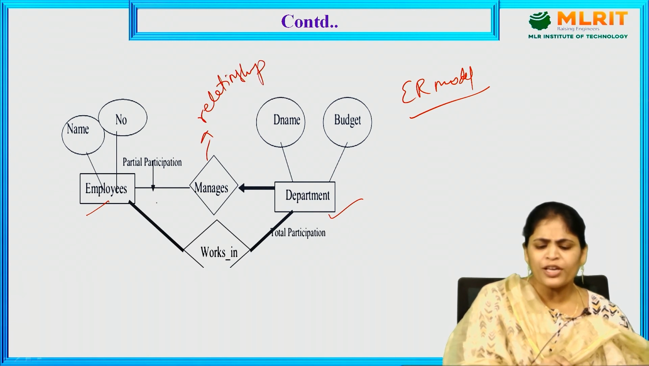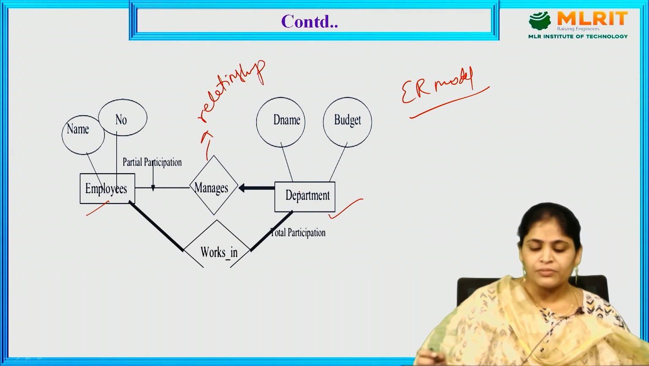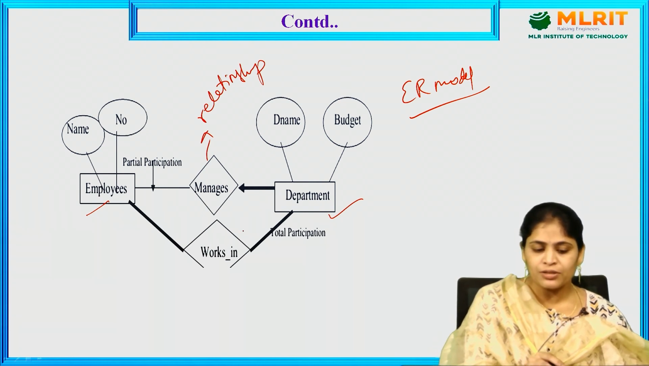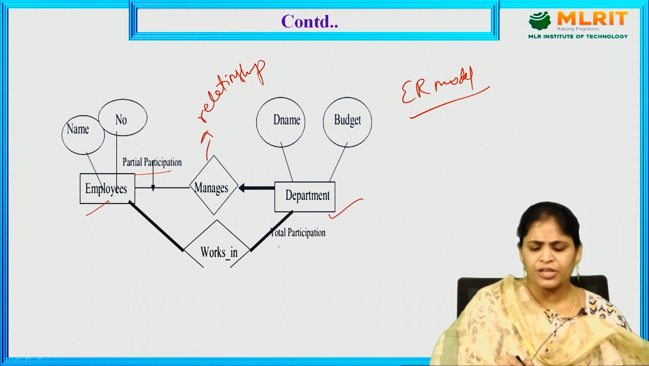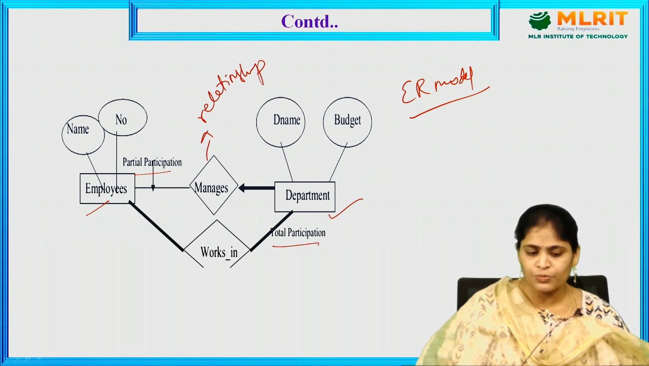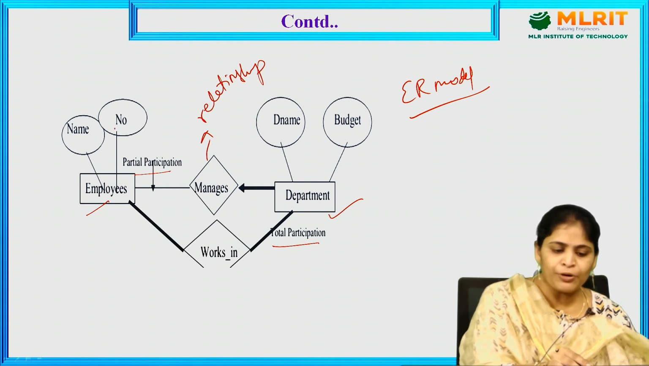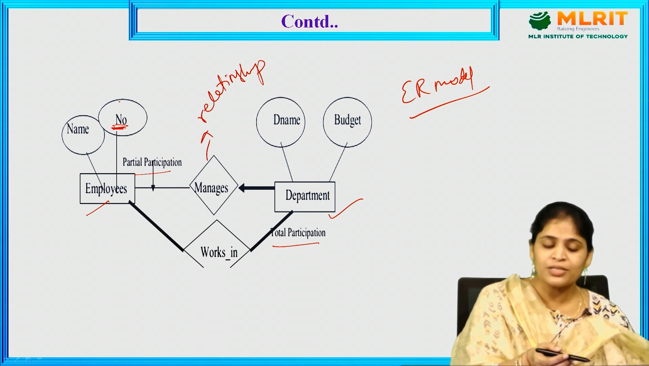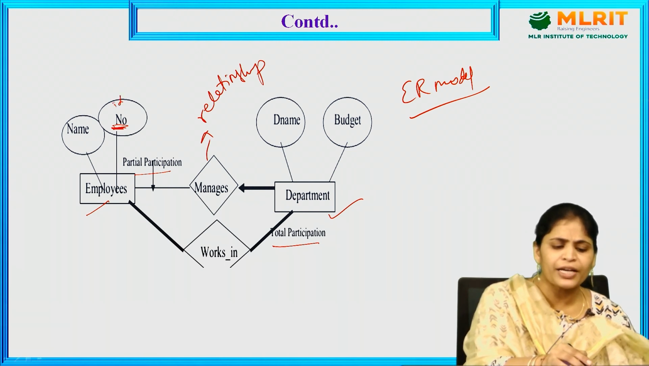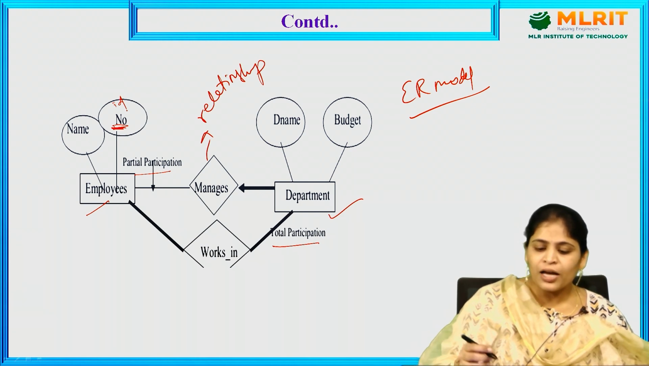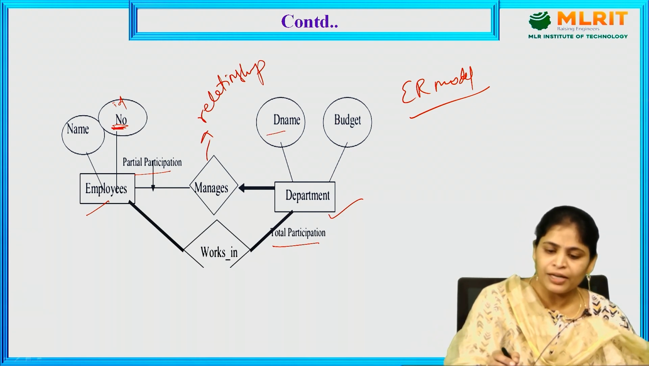So, employees manages department. Here we used to learn two more things, that is nothing but partial participation and total participation. Let us discuss this one. Employee has how many attributes? Two attributes, name and number. Employee number might be a primary key here. Why? Because here number represents employee ID and all the employee IDs must be unique, right? And then department name and department budget.